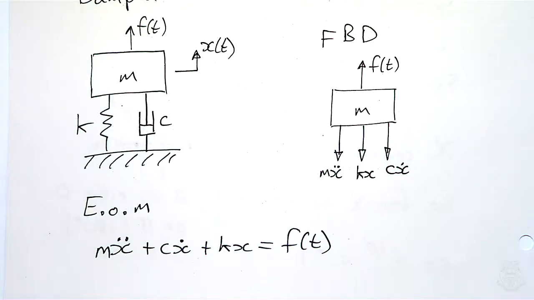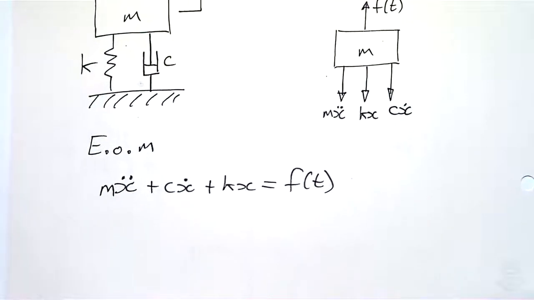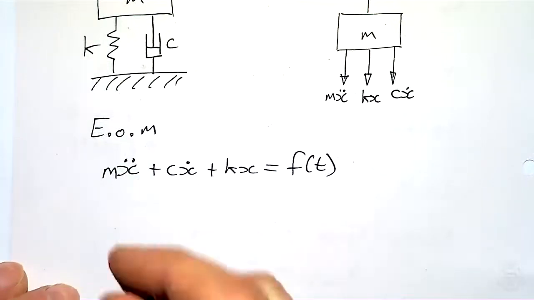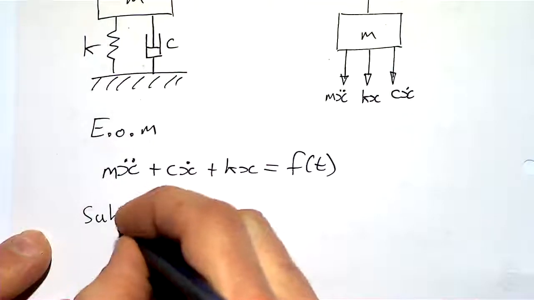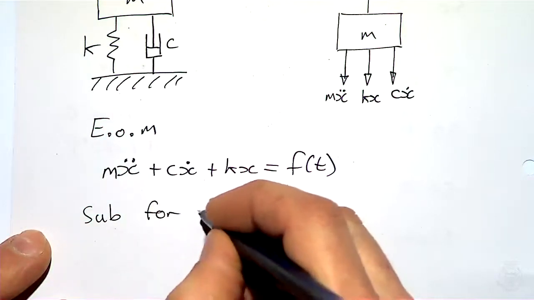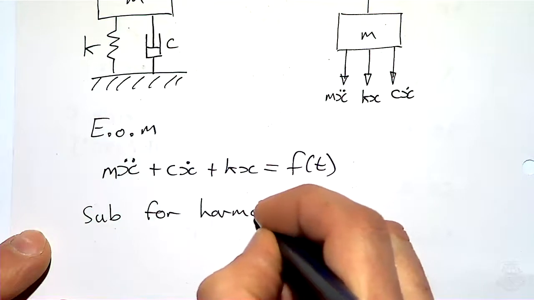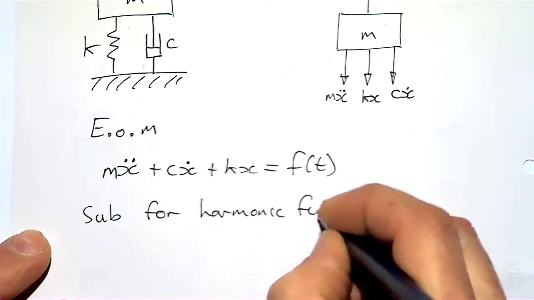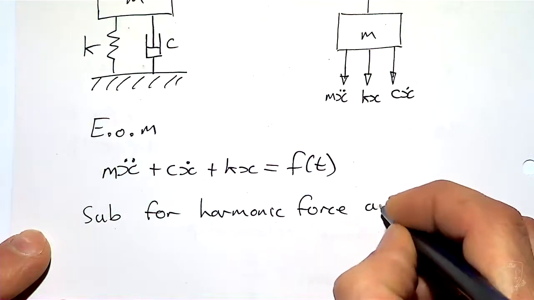So this again is the same equation that we had for the unforced case. Okay, remember we had exactly the same terms, but on the right hand side we had a 0 when it was unforced. Now we've got forcing, so we now have some forcing function there. We're going to take the same approach of substituting for harmonic force and response.